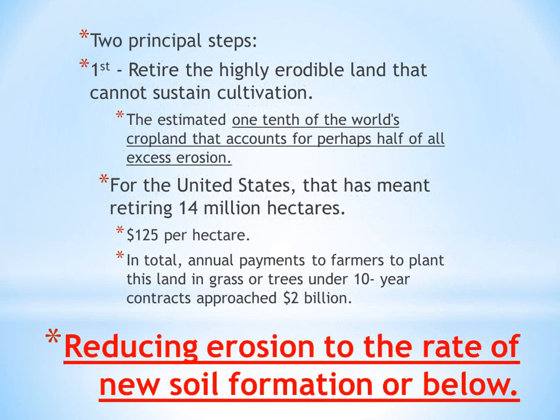Reducing erosion to the rate of new soil formation or below requires two principal steps. First, retire the highly erodible land that cannot sustain cultivation, the estimated one-tenth of the world's cropland that accounts for perhaps half of all excess erosion. For the United States, that has meant retiring 14 million hectares at $125 per hectare. In total, annual payments to farmers to plant this land in grass or trees under 10-year contracts approach $2 billion.